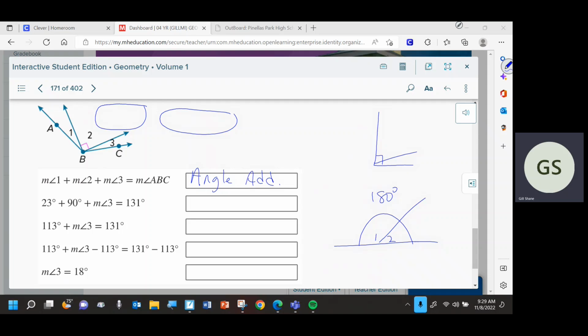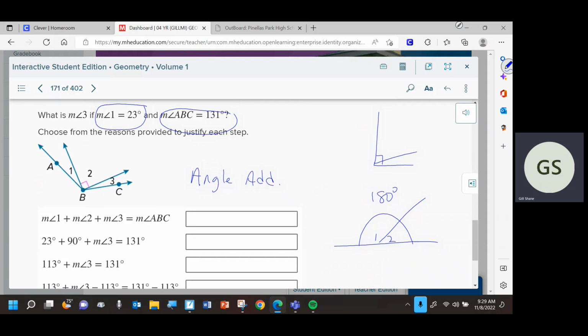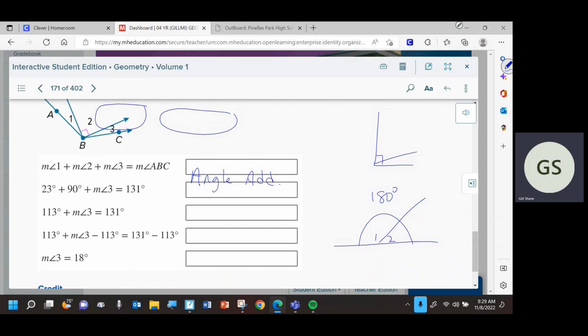Now, just like Lucas was saying, I'm still sticking with it. Substitution is going to be a go-to reason. If you have any kind of proof about line segments and angles, you've got a bunch of stuff that equals, like, this equals that and this equals that. You're going to use substitution in most proofs.